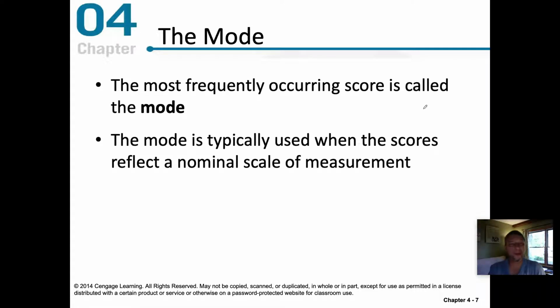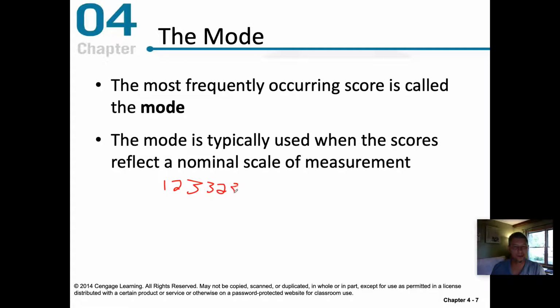All right, so by definition, the mode is the most frequently occurring score in a given data set. And the mode is typically used when the scores reflect a nominal scale of measurement. So I think we did this.